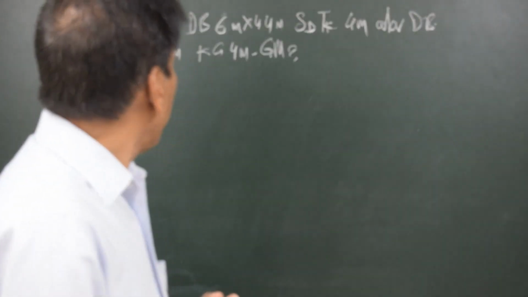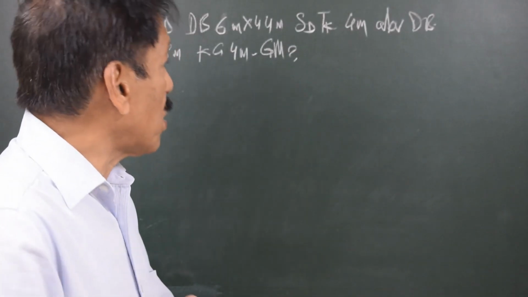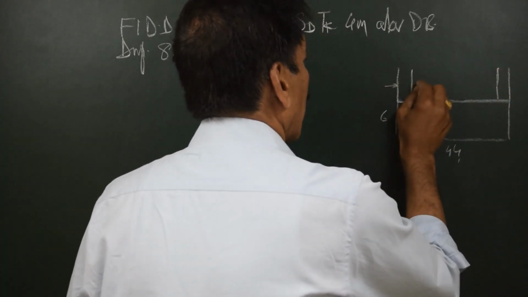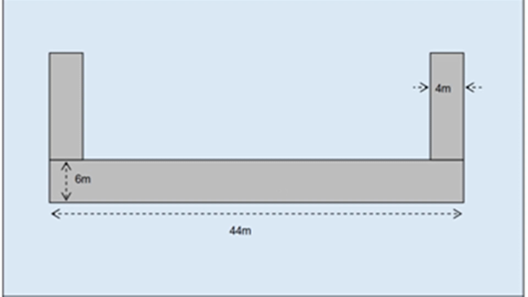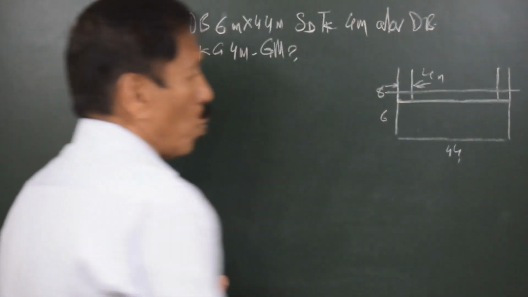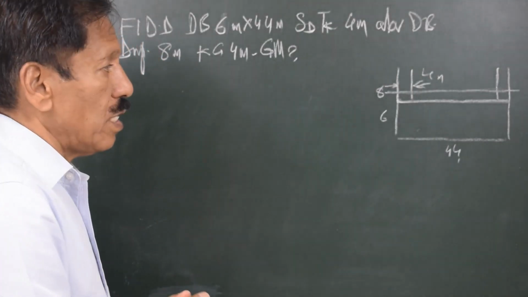This question is from my book, Basic Ship Stability. It's a floating drydock with a double bottom of depth 6 meters. Here is the double bottom, 44 by 44 meters by 6 meters, and above this double bottom we have side tanks of width 4 meters. The draft of the floating drydock is 8 meters, and we need to find out the GM of the floating drydock. It is given that the KG is 4 meters.